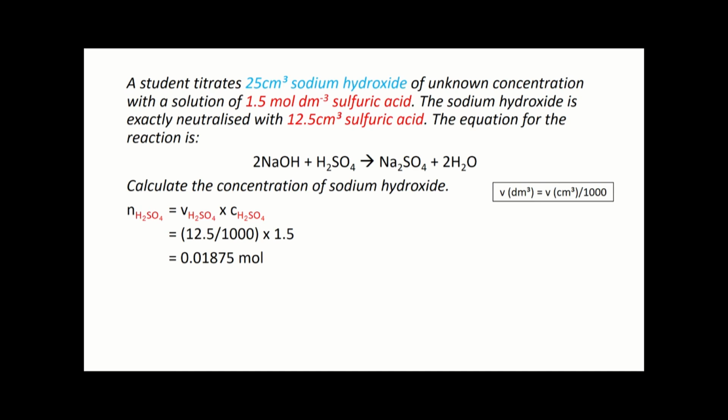Now with this equation, we've got to look a bit more carefully, because on the equation there are 2 particles of sodium hydroxide for every 1 particle of sulfuric acid. That means that if we have 0.01875 moles of sulfuric acid, we will actually have twice as much sodium hydroxide. That's twice as many moles of sodium hydroxide. So we're going to have to multiply that by 2. The number of moles of sulfuric acid multiplied by 2 equals the number of moles of sodium hydroxide, which is 0.0375, which is equal to the concentration of sodium hydroxide times the volume of the sodium hydroxide.